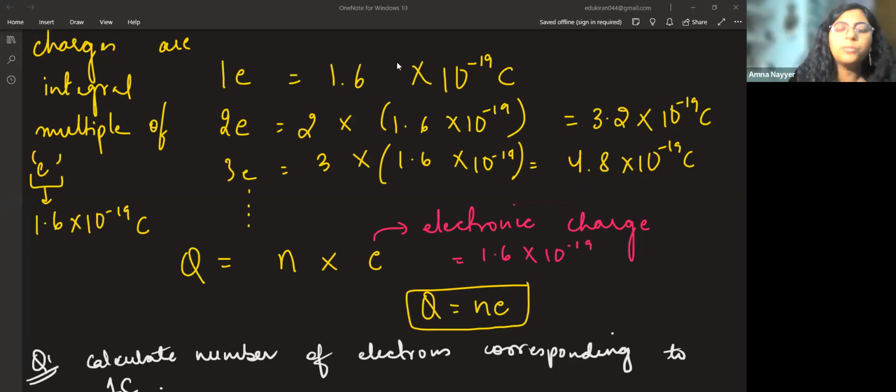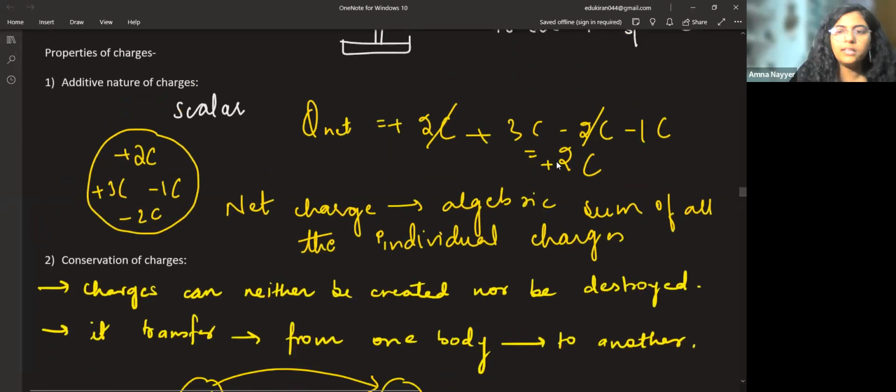Any doubts in any of the properties? Yes, no, clear or not? Clear, ma'am. Clear, ma'am. Sidra, clear? Yes, ma'am. All right. Write it down. Anything you want to ask, you can note it.